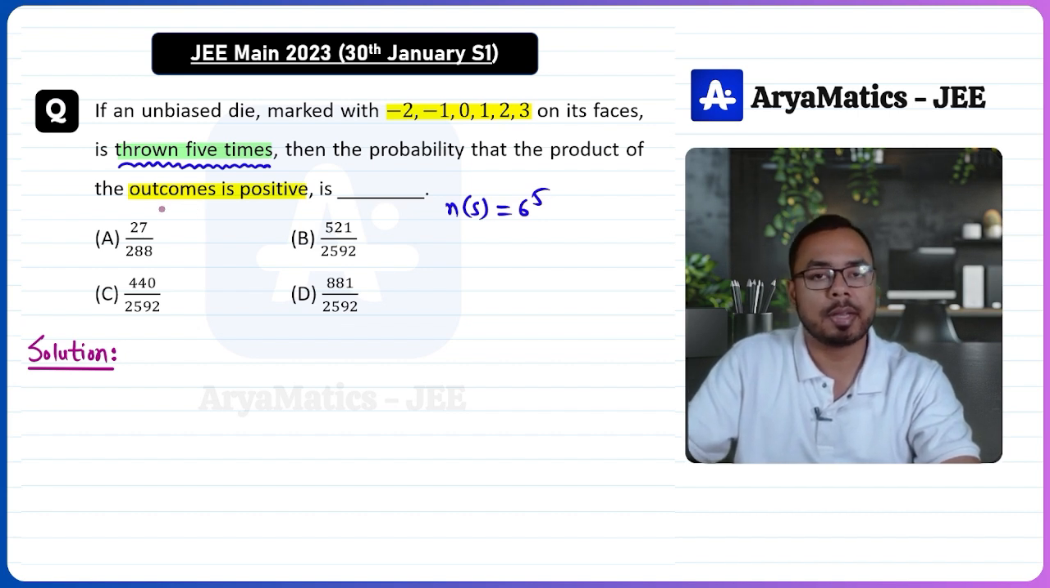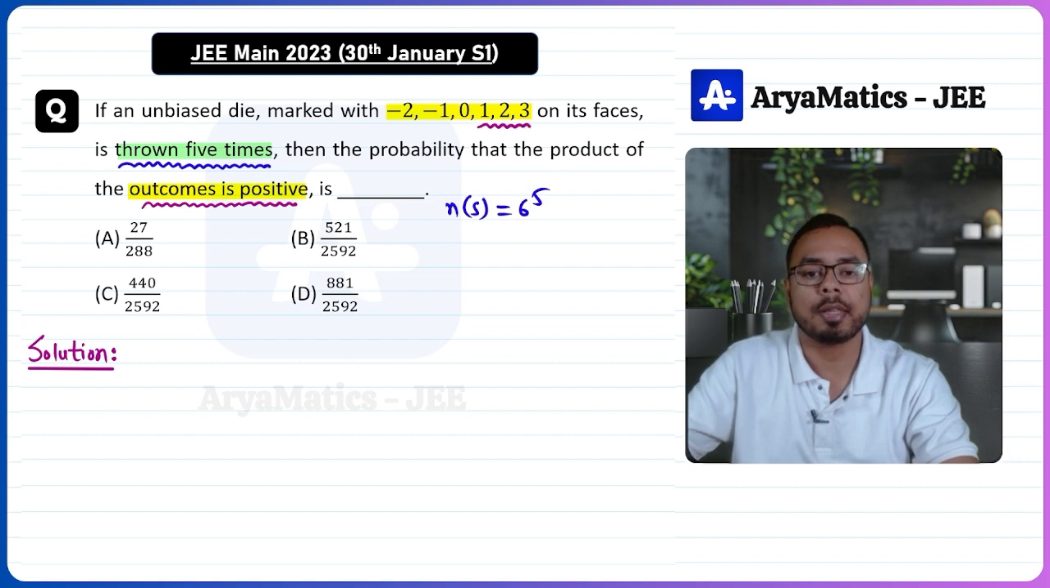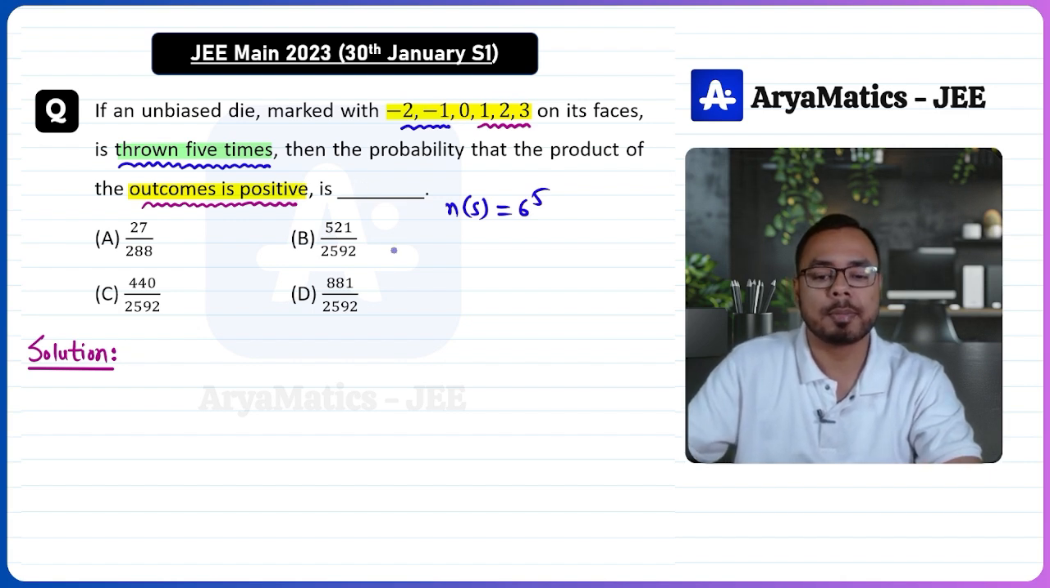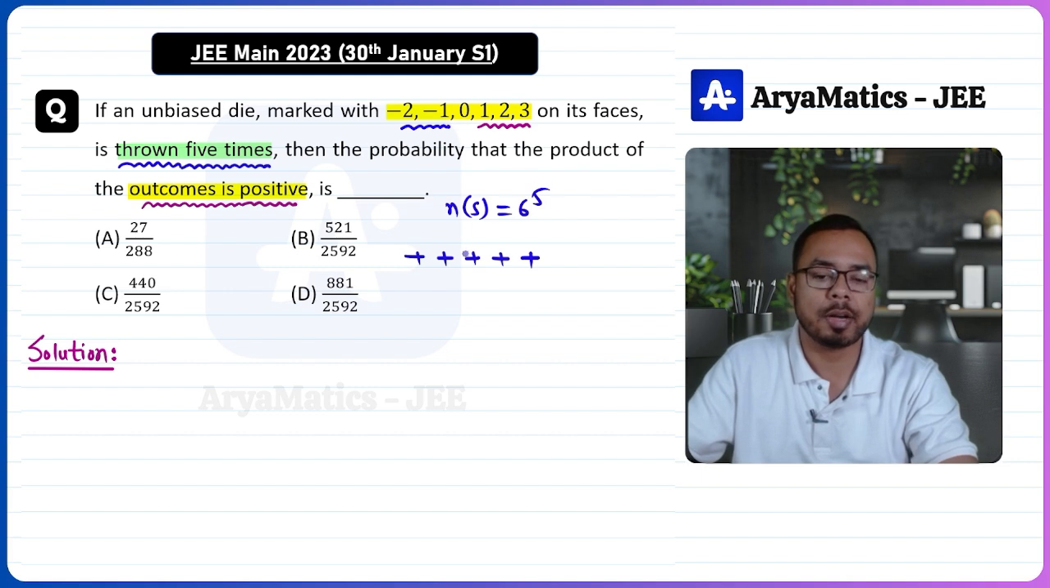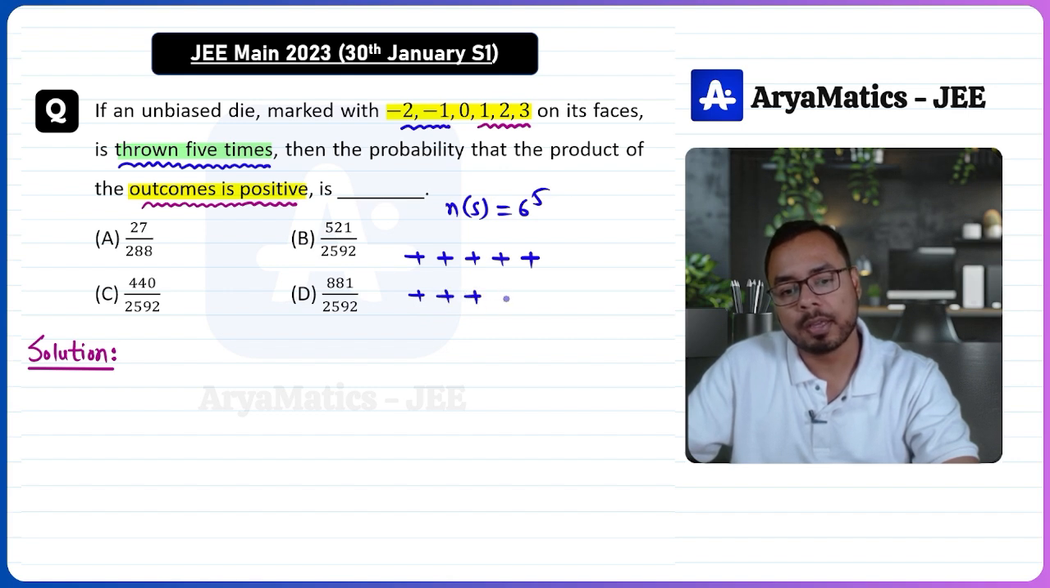Now we have to find in how many different ways we can make the outcome positive. As you can see, here we have 3 positive numbers and 2 negative numbers. If we need a positive outcome, then there are different possibilities. One possibility is that all 5 outcomes are positive, then their product will be positive. So this is one case. Another possibility is that if we have an even number of negative outcomes, then also we can make the product positive.